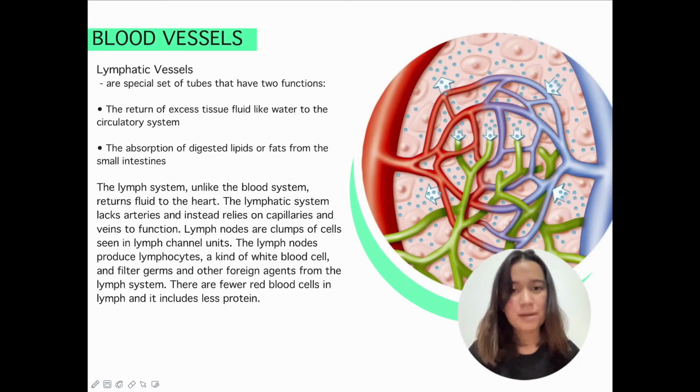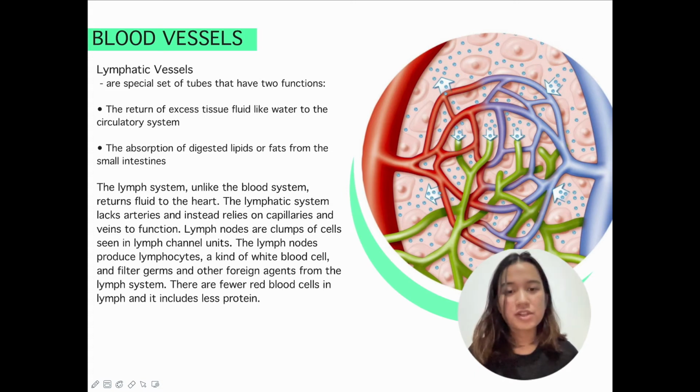Now we're going to talk about the lymphatic system. The lymphatic system is a network of tissues, vessels, and organs that work together to move a colorless, watery fluid called lymph back into your circulatory system or your bloodstream. The lymphatic system, lymph nodes, and lymph vessels support the circulatory system by draining excess fluids and proteins from tissues back into the bloodstream, thereby preventing tissue swelling.